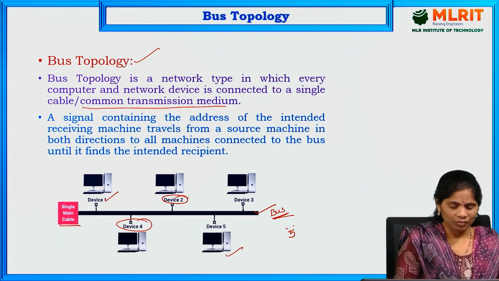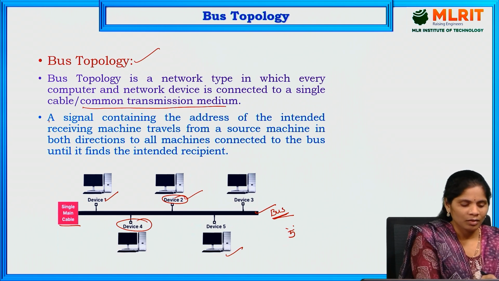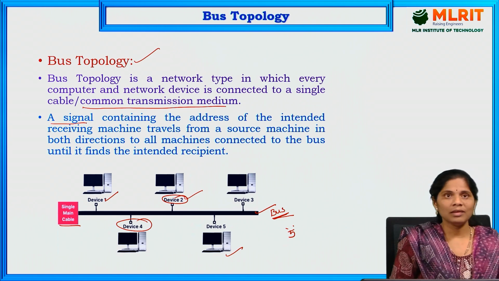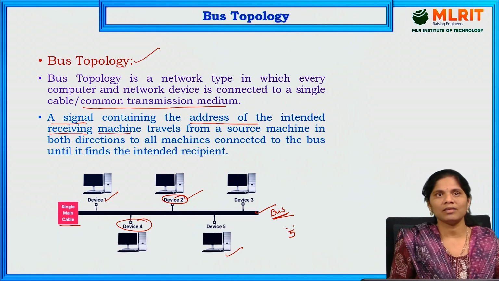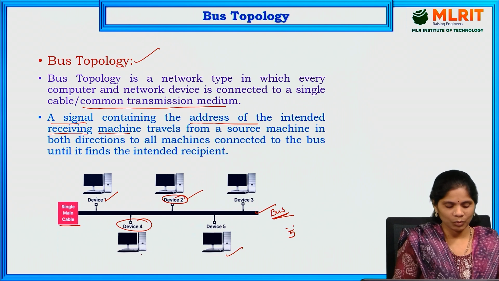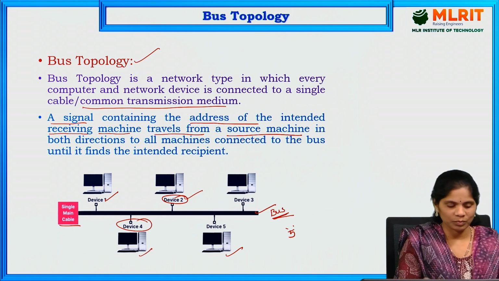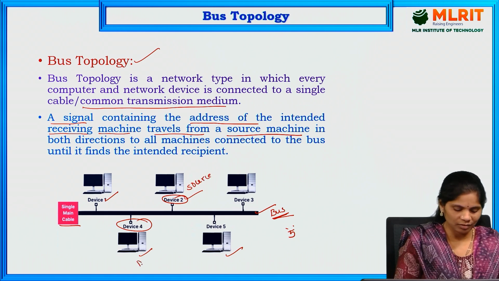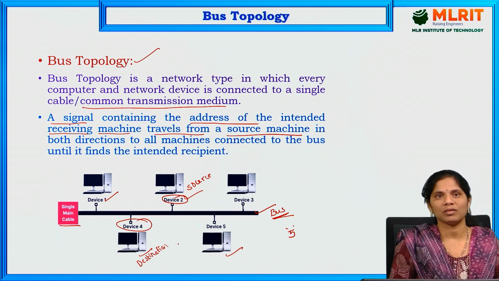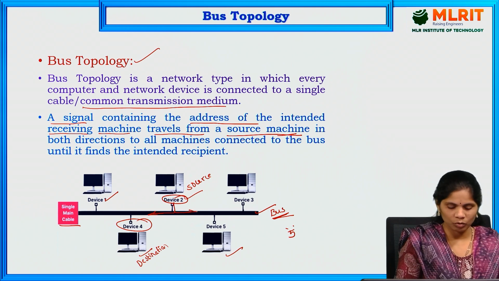If the data is passing from device 2 to device 4, how is it going to be passed? First, it will send a signal. This signal contains the address of the intended receiving machine, which here is device 4. It starts from the source machine and goes to the destination machine. From the source, it travels in both directions.